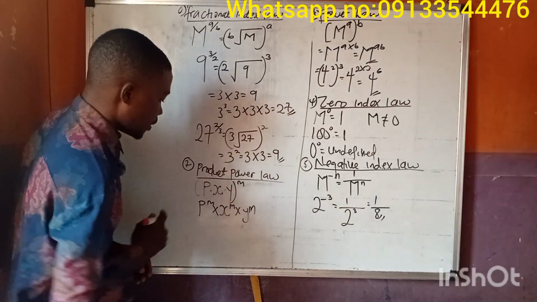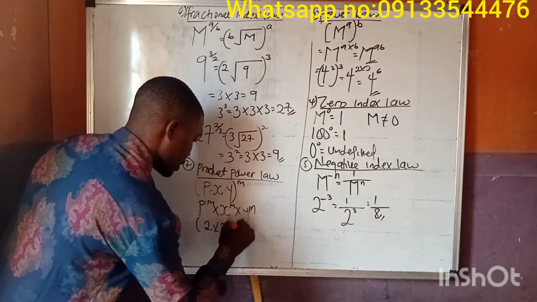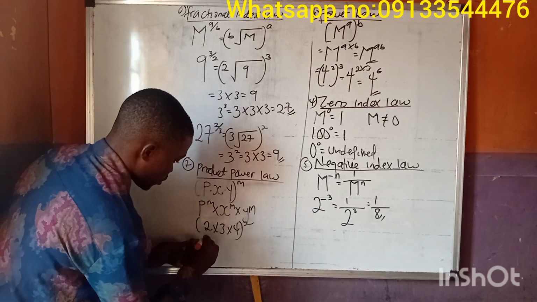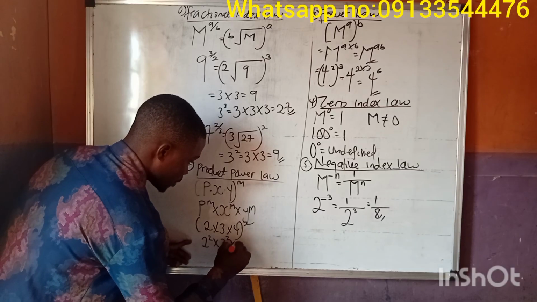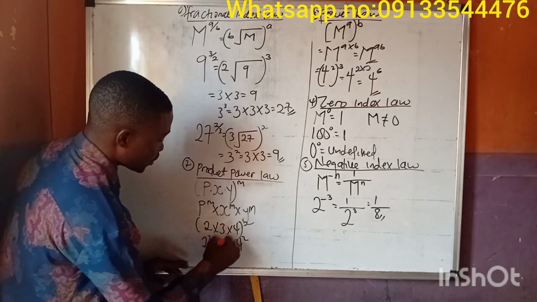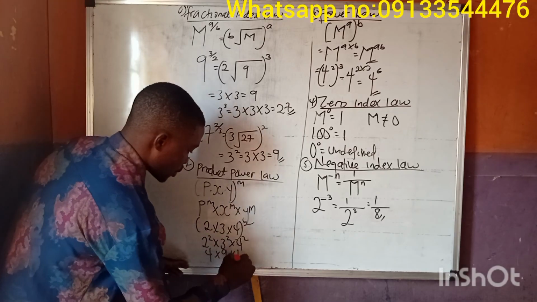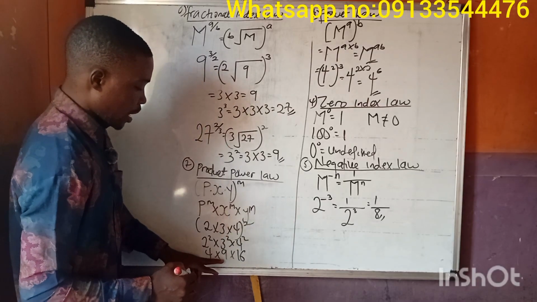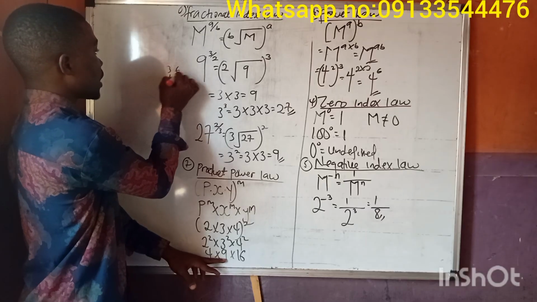Now let me use a figure. Let's say you have 2 times 3 times 4 raised to power 2. So we have 2 raised to power 2 times 3 raised to power 2 times 4 raised to power 2. 2 raised to power 2, we have 4. 3 raised to power 2, we have 9. 4 raised to power 2, we have 16. If we multiply 4 times 9, we have 36. 36 times 16.